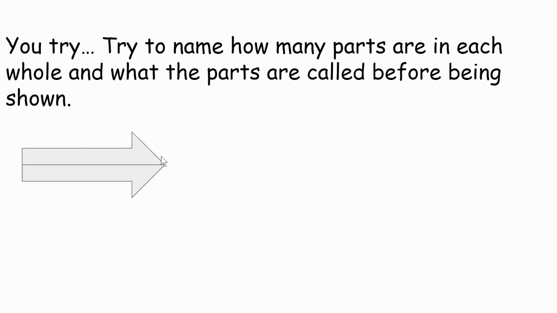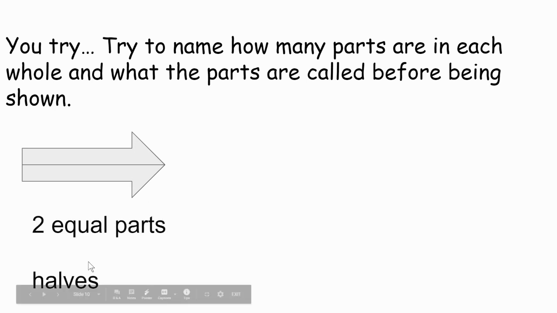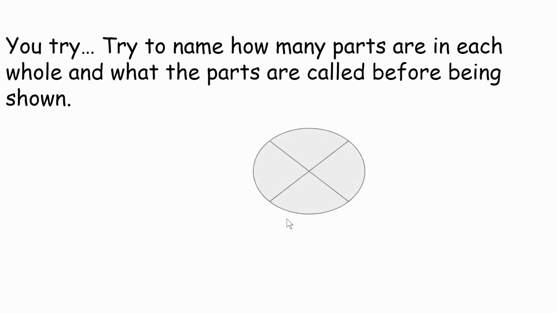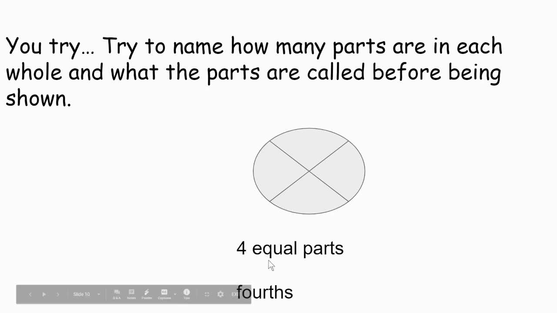Now, when you look at this first shape, we have an arrow, all right? And we drew a line right down it. So you should recognize right here, how many parts in this arrow are there? And what would they be called? Right? There are 2 equal parts, and they're called halves. If I look at my next shape, I see in this circle, how many parts are there? And then what would you call those parts? We have 4 equal parts, and they're called fourths.